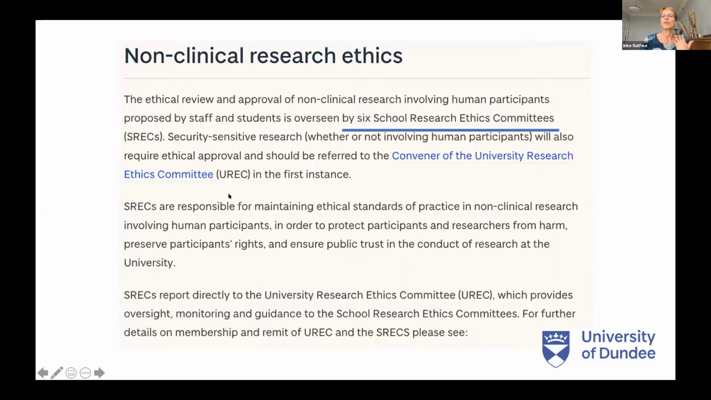We have links to the relevant forms and to the committees, so that people can get as much information as possible, not just when they want to conduct studies, but also participants can, of course, do this.